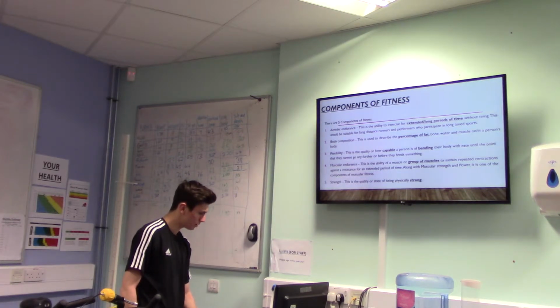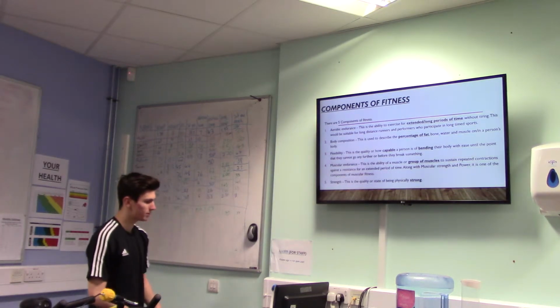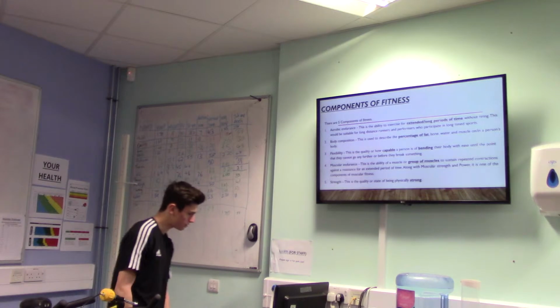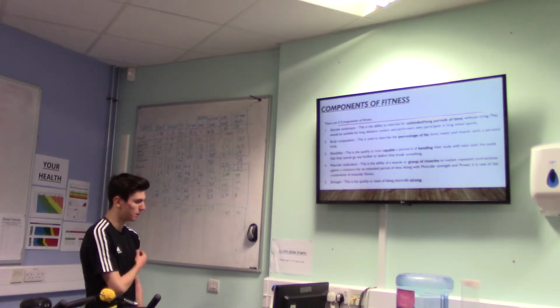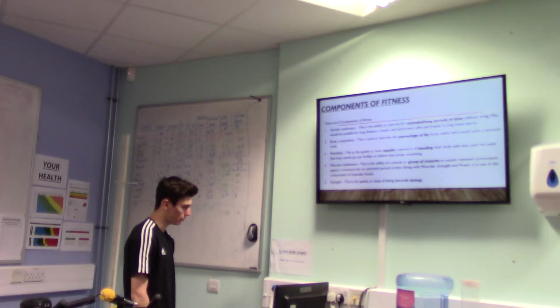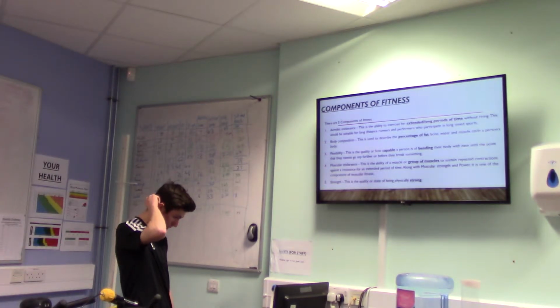Body composition is used to describe the percentage of fat, bone, water and muscle in a person's body. And flexibility is the quality or how capable a person is of bending their body with ease until the point they cannot go any further or before they break something.